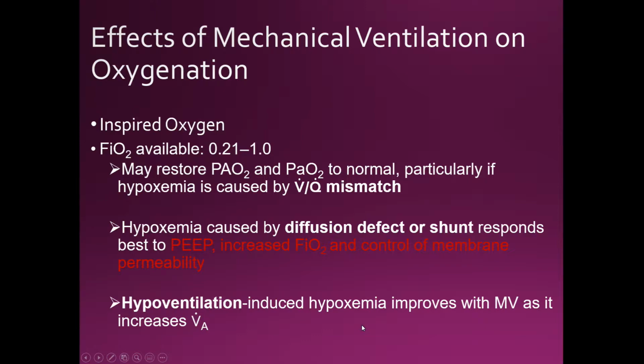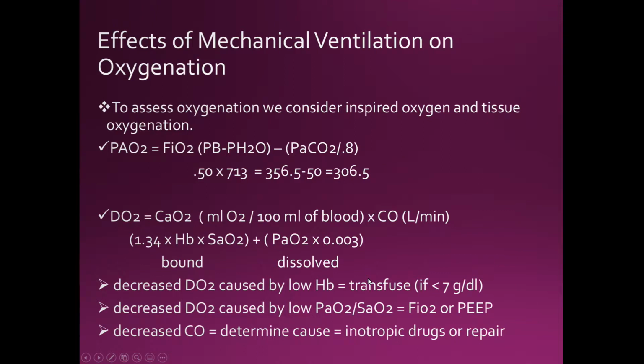Hypoventilation-induced hypoxemia improves with mechanical ventilation as it increases alveolar ventilation. Okay, so if I'm just not breathing well, and since I'm hypoventilating, I'm getting less oxygen, definitely mechanical ventilation is going to help. Now, I don't know if this is due to shunt or neurological. If it's neurological, most likely mechanical ventilation will help.